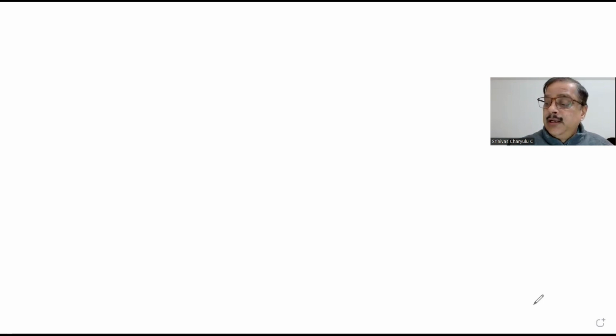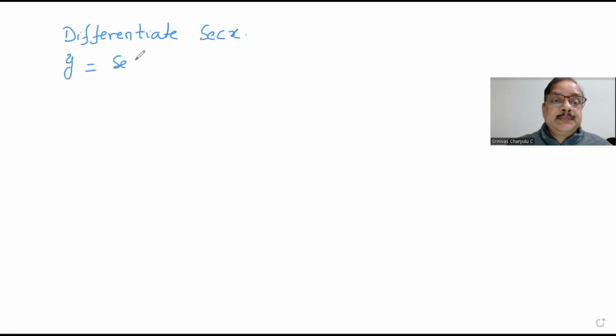Sine, cos, tan, we already learned. Let us see how to differentiate now secant x. Differentiate secant x. This one we apply the quotient rule, what we learned in the previous class. How we do now? Let y is equal to secant x.